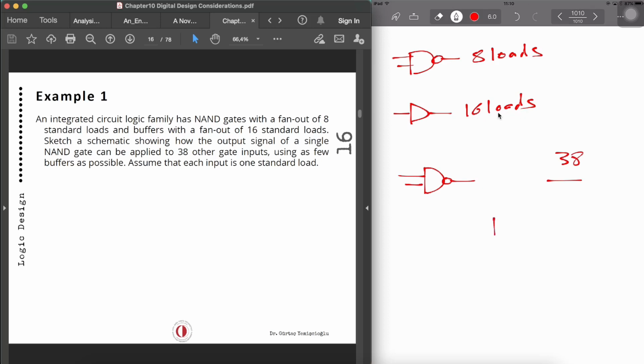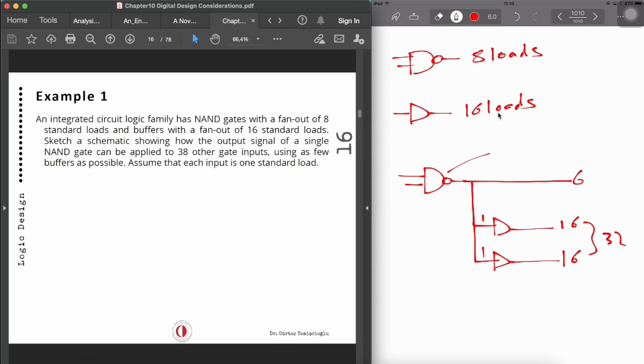So this is going to be buffer 1, which can drive 16. Then I have another buffer which can drive another 16. Now this is 32 in total. Now what is left is 6. So in order to drive another 6, I can drive them directly from the NAND gate. So in the end, I can say that this is 6, one goes over here, one goes over here.